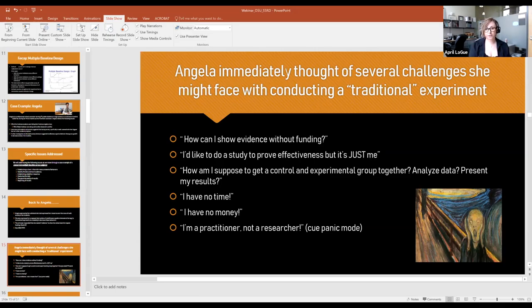Every clinician is a researcher. Every school counselor is a researcher. Everybody is a researcher. If you've ever asked a question in your life, you're a researcher. So it's really important to normalize that for our students.